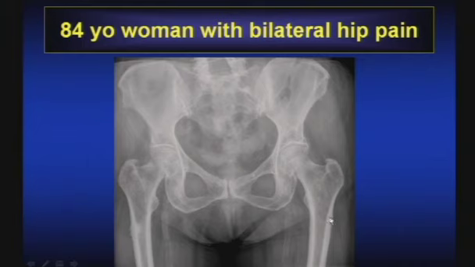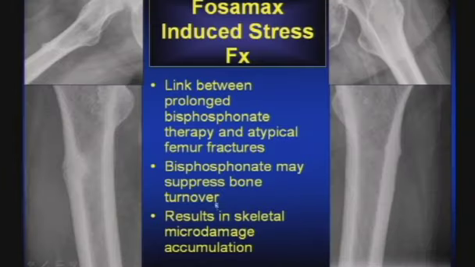Because look, looks like there's one on both sides. It's kind of bilateral and symmetric. So in this case, we don't want to be fooled by the fact that a bilateral and symmetric process may be, number one, a normal variant, or number two, a soft tissue attachment site. So there is no soft tissue attachment site in that location. And this pathology ends up being a Fosamax-induced stress fracture.